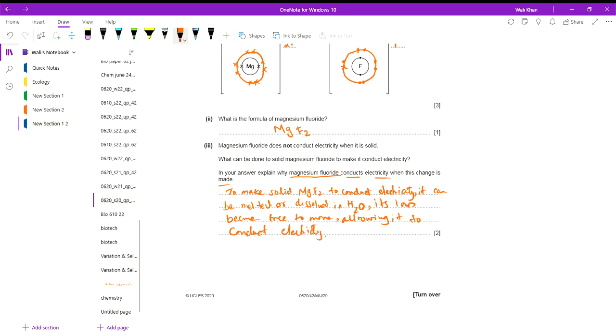First we change its shape into a liquid form. इसको मेल्ट करेंगे, इसको लिक्विड फॉर्म में लेकर आएंगे, then जो होगा its ions जो हैं they become free in the water, allowing it to conduct electricity. Got it?